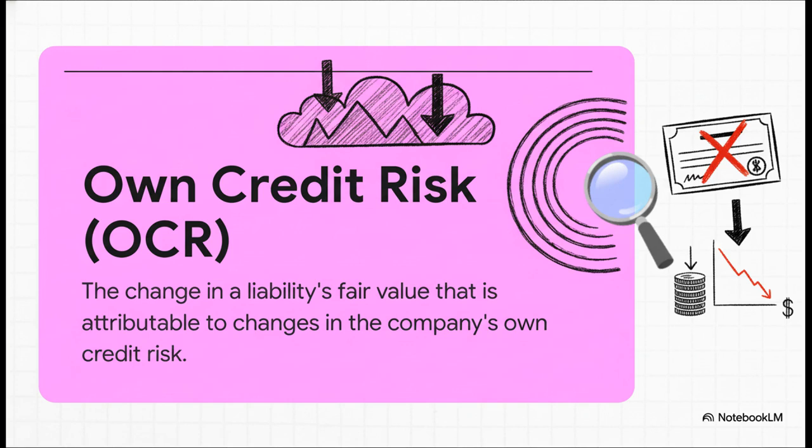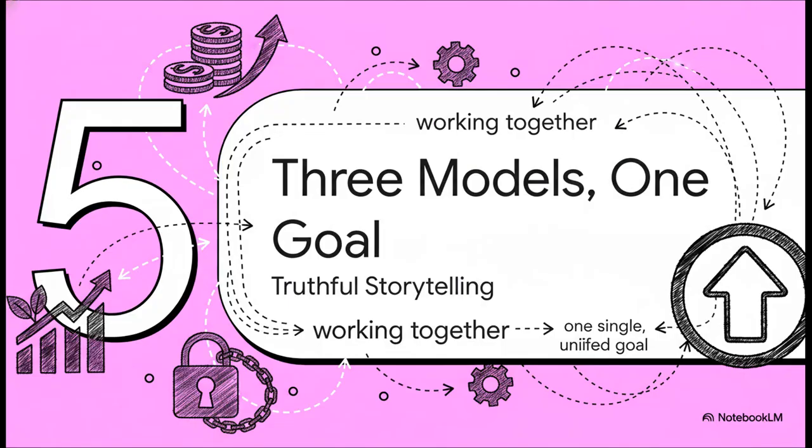Let's break it down. Say a company's financial health gets worse, and the market thinks there's a higher chance it might default on its debt. Well, the market value of its debt will actually fall because it's now riskier to hold. That specific change in value, the part that's just due to the company becoming riskier, is what we call own credit risk.